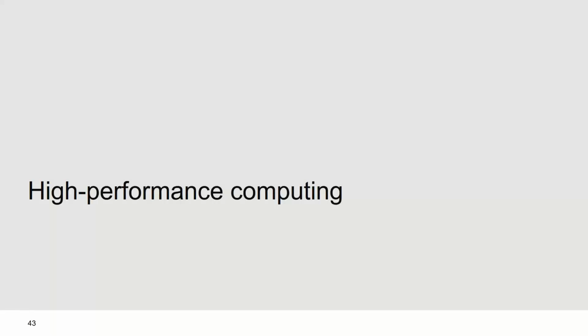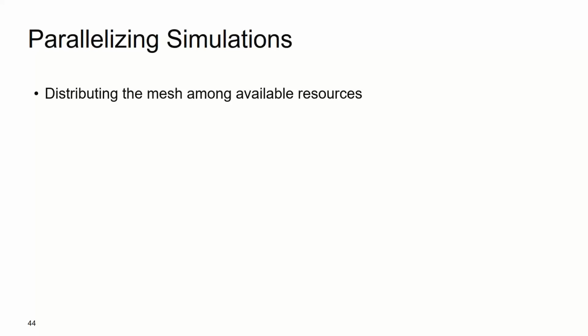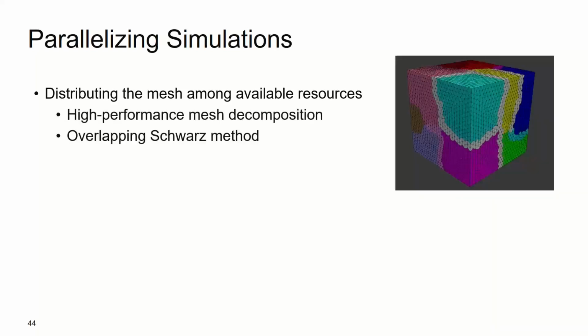So, the next topic, which was actually one of the headlines, is high-performance computing. By that, I mean that we want to parallelize the simulations. We want to run simulations using parallel machines on multi-core systems, or run the simulations on supercomputers. There are a bunch of techniques that we can use inside FreeFEM, and generally in scientific computing, to parallelize simulations. One of them is distributing the mesh across the available resources, and that is a technique called mesh decomposition.